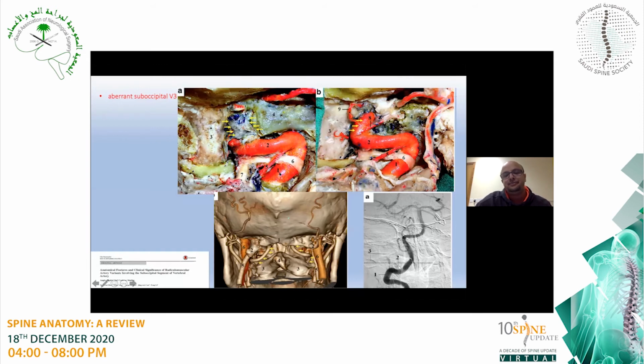Another example here: this is the C1 arch, and under the C1 arch, the vertebral artery is supposed to go this way and come here. Instead, it makes a turn under the C1 arch and continues within the spinal canal to end up intracranially. Here is an angio picture. This is the level of the C1 arch, and this is the vertical segment, this is the horizontal segment, and this is the oblique. So the whole vertebral artery V3 segment runs under the C1 arch and then goes intracranially.